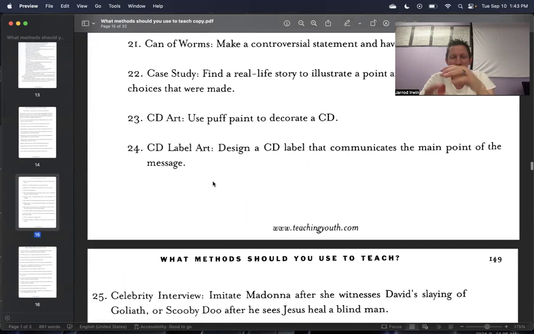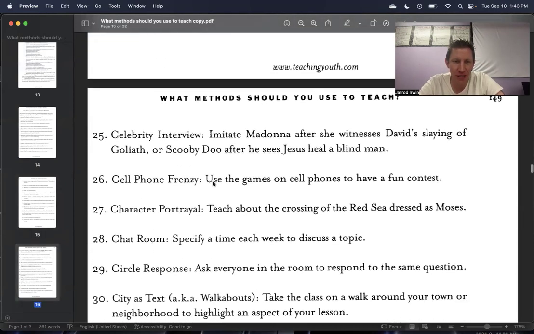Moving forward, CD label art: design a CD label that communicates the main point of the message. Some of these are more teenish than others.